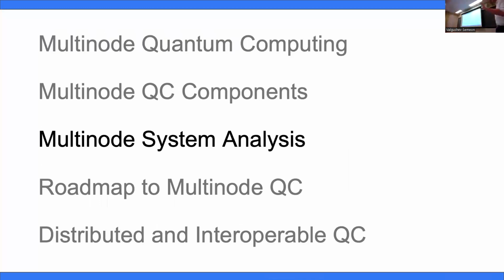So those are my multi-node quantum computing components. What I want to talk us through now is how to think about a quantum computer as a system, as this really complex interconnected device, and think about all of these layers together. This is a crash course in computer architecture for physicists. So thank you for coming along.